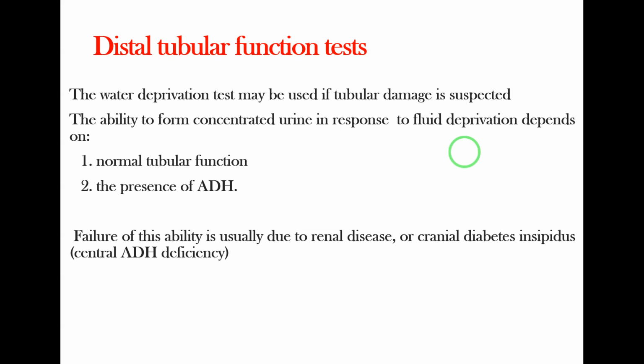If we have an abnormal result in the water deprivation test, either of these two factors may be defective. Either the tubule is not working properly and cannot reabsorb the water, or there is no antidiuretic hormone, or the response to antidiuretic hormone is defective, so that the reabsorption cannot be performed well. So we have two factors. Both of them must be working properly to achieve a normally concentrated urine.